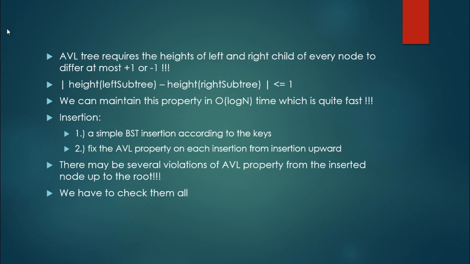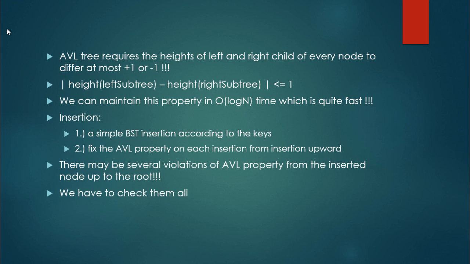The AVL tree requires the heights of the left and right child of every node to differ by at most +1 or -1. We can write it as a mathematical equation: the absolute value of the height of the left subtree minus the height of the right subtree must be less than or equal to 1, which means our binary search tree is balanced. If it's not in this range, so if it's greater than 1, then we have to make rotations accordingly. So we can maintain this AVL property, which means that our tree is balanced, in logarithmic time complexity, which is quite fast.